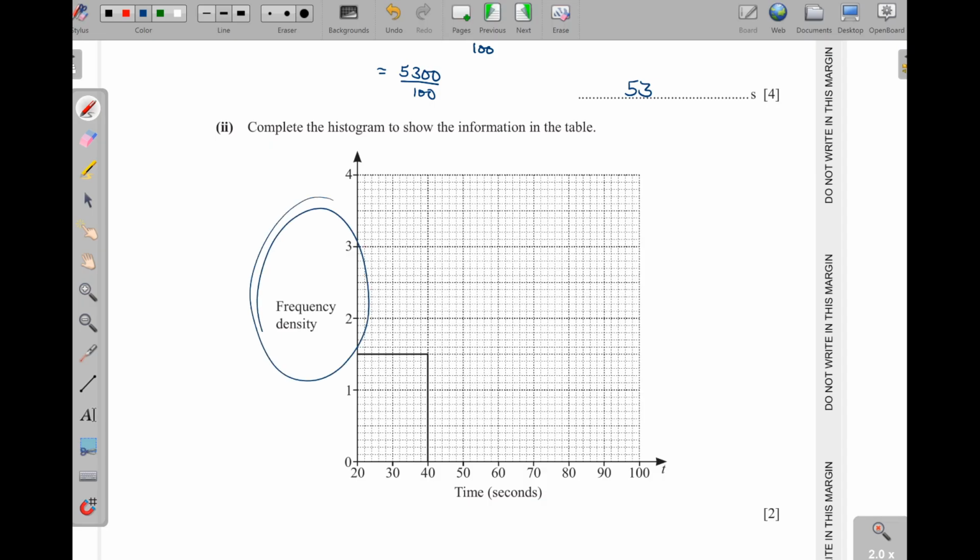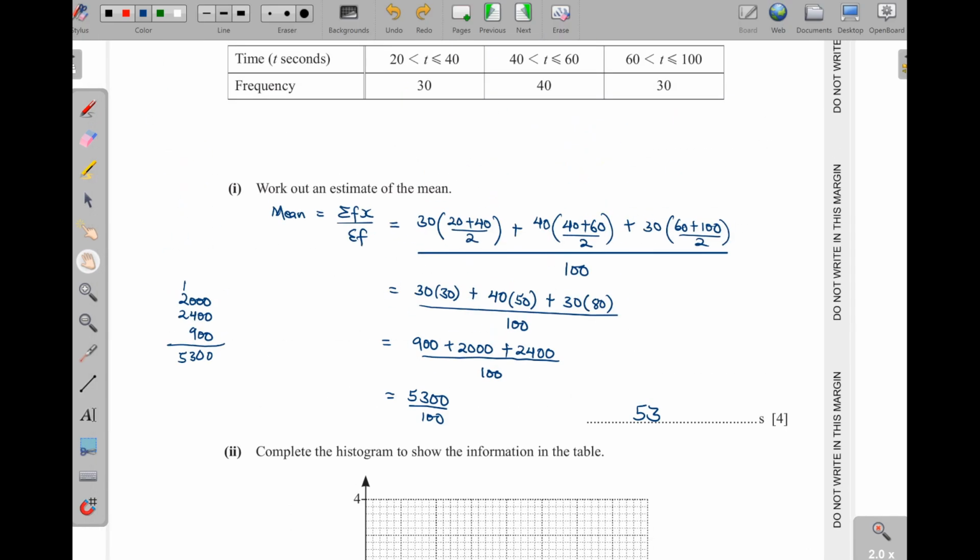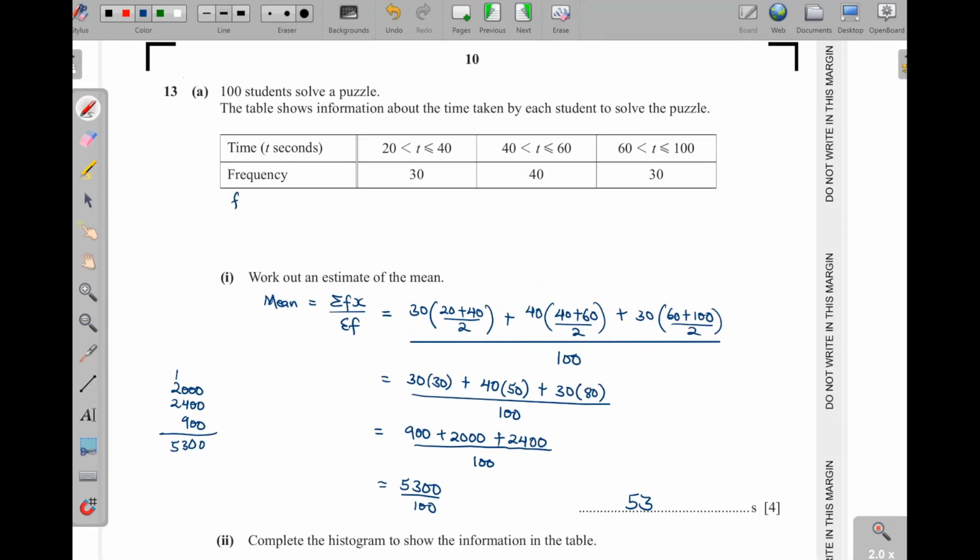You can see that on the vertical axis, we have frequency density. Now, before we draw a histogram, we are supposed to look at the class widths. If the class widths are the same, then we plot frequency against the class boundaries, okay? But if the class widths are different, we instead use frequency density against the class boundaries, okay? Now, how do we get the frequency density? Frequency density is equal to frequency divided by the class width. So the class width here, you just get 40 minus 20, that will be 20.